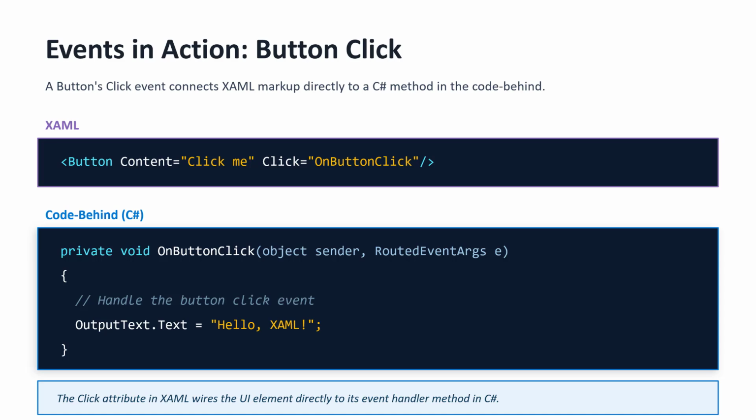We have a button with its content set to click me, and the click attribute is set to OnButtonClick. Now, if you've worked with things like JavaScript, working into HTML, you're going to see that XAML feels very much like a flavor of that same idea. So this click attribute is doing the subscribing for us. It's telling the framework, when this button's click event fires, call the method named OnButtonClick.